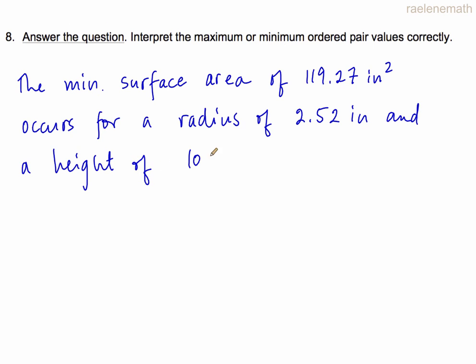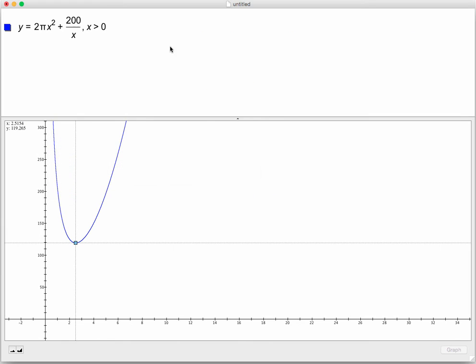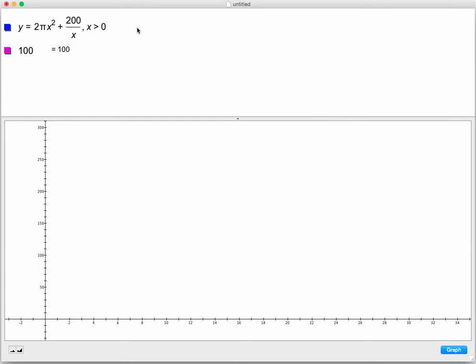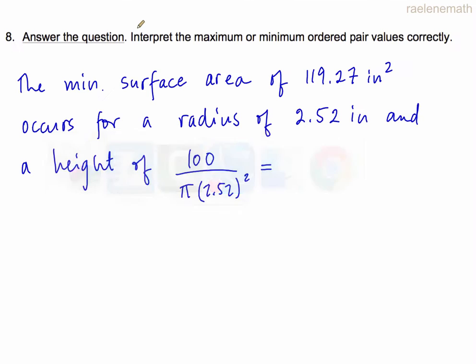of, we had 100 over pi r squared, and so we can plug that number into a calculator, and we should use the exact value. It's kind of hard to do. I can just plot it here. 100 over pi times 2.5154, I believe it said. 5152, I don't remember. And that value squared gives us 5.031, or 5.03. And that would be in inches as well. And so we answer the question.